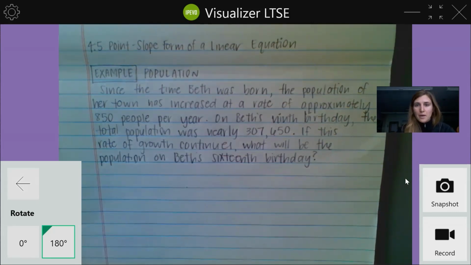Since the time Beth was born, the population of her town increased at a rate of approximately 850 people per year. On Beth's 9th birthday, the total population was nearly 307,650. If this rate of growth continues, what will be the population on Beth's 16th birthday?